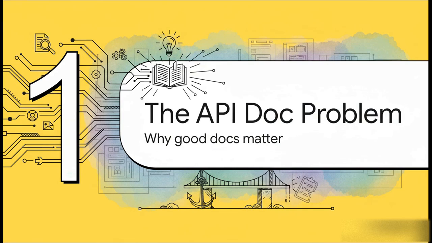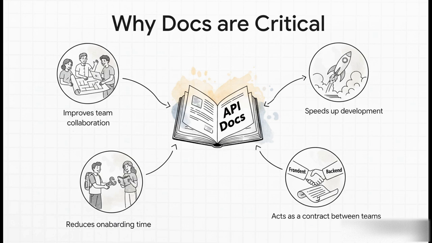Okay, so first things first, let's talk about the why. Why do we even need to bother with this stuff? Believe me, it's way more than just checking a box on a to-do list. When you get it right, what's the real impact? It's not a chore. It's a catalyst. You're talking better team collaboration, faster development cycles, and way less time getting new folks up to speed. But the big one? It's a contract. A clear agreement between your front-end and back-end teams. That alone prevents a universe of headaches and miscommunication.